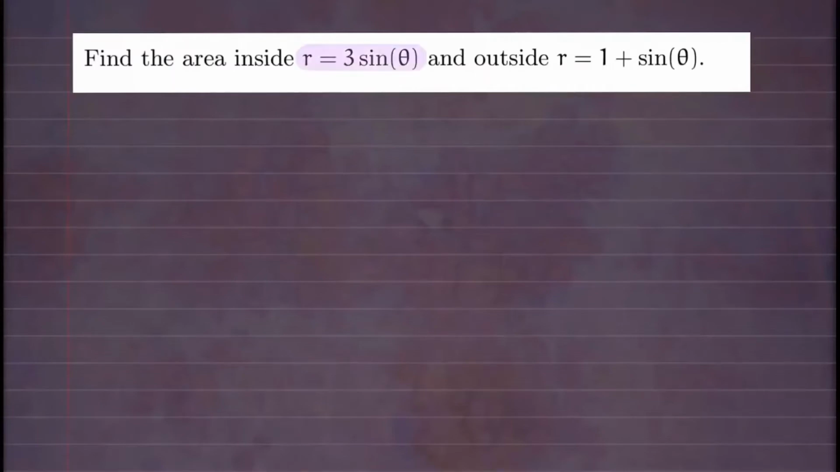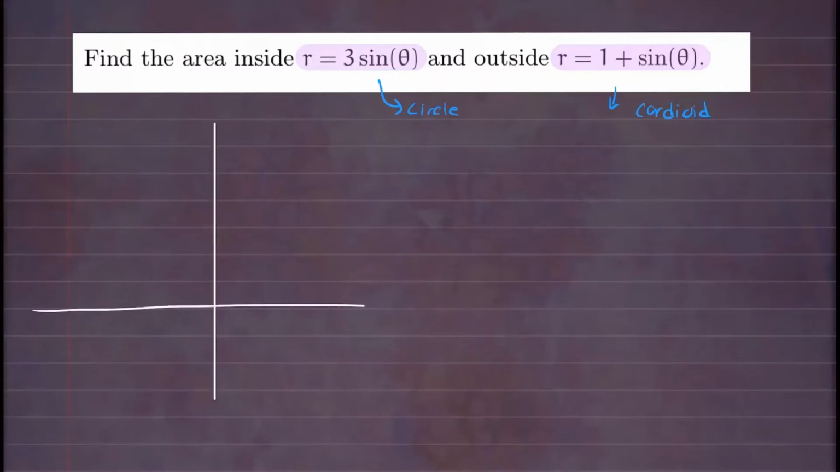So this is a circle, and outside this region, which is a cardioid. So this is a circle, and this is a cardioid. So let's sketch them so we know exactly where to integrate. So here's our XY plane, and we want to draw this r equals 3 sine theta.